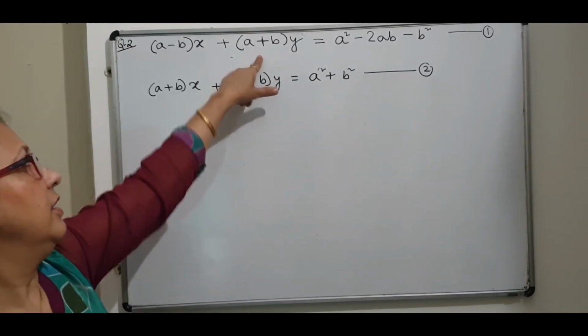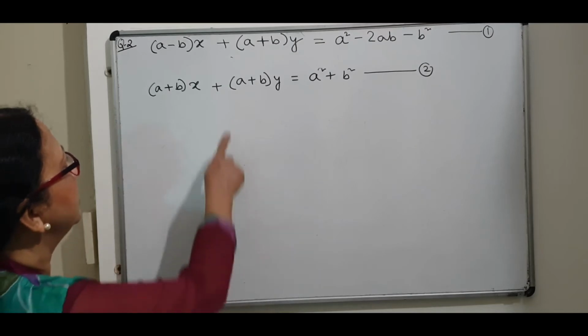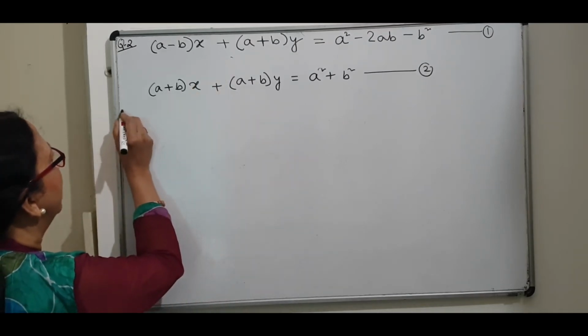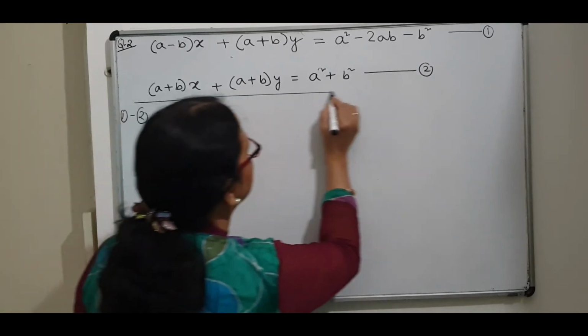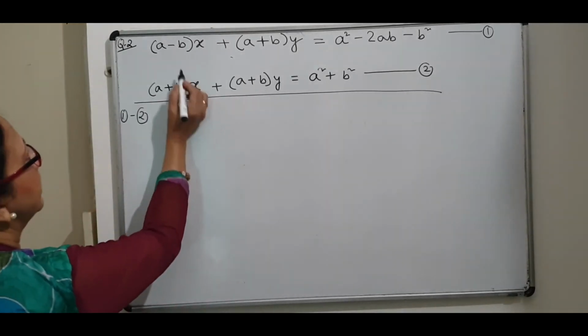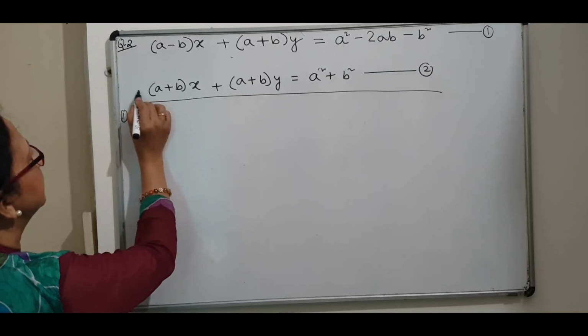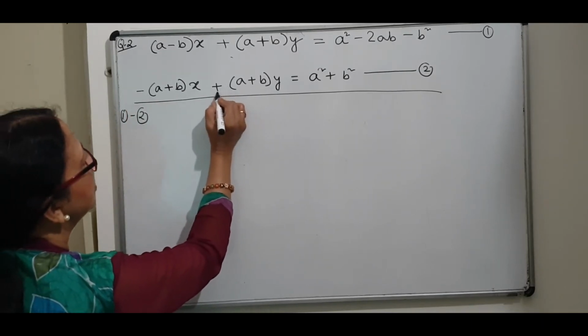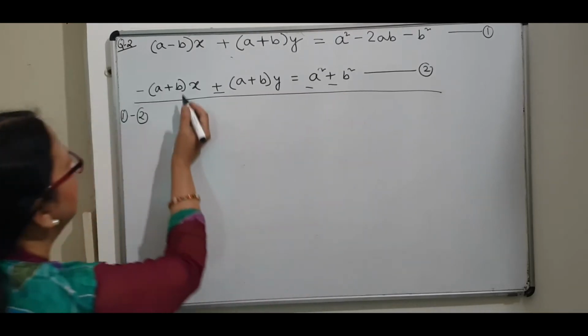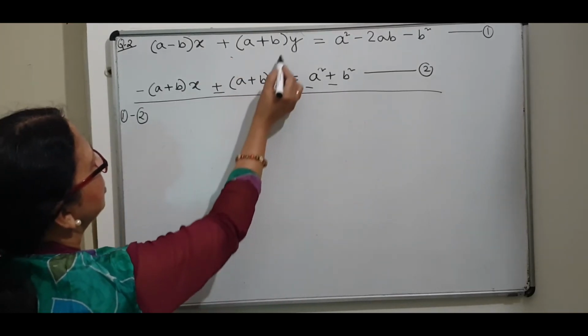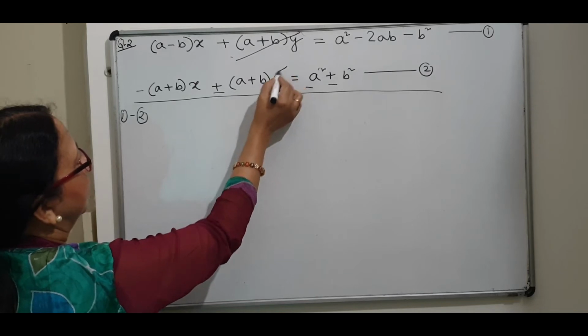That will be suitable. So what will you do? We'll subtract these from these. So 1 minus 2 I'll be doing. That means I'll be subtracting the second from this. So let me change the signs. Minus will come here and this will also become minus. This is minus, this is also minus. So now these two are the same, they'll get cancelled.